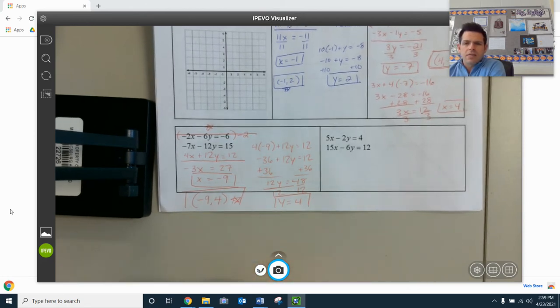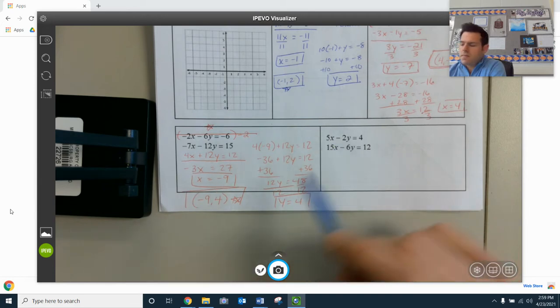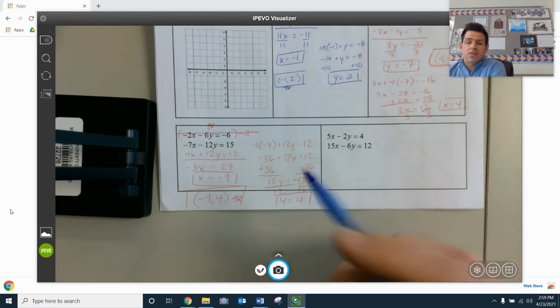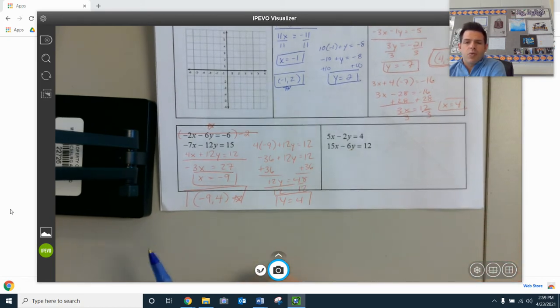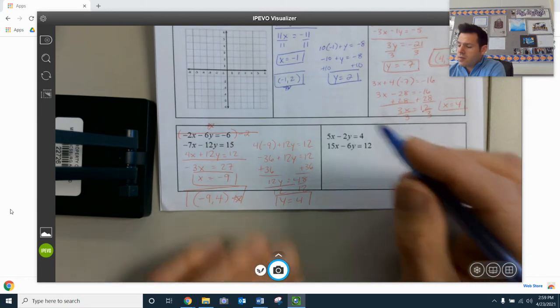And if I take a look at my coefficients, 5 is actually a factor of 15. Negative 2, or 2, is a factor of negative 6, or 6. So we have options here. I'm going to multiply to eliminate the x value.